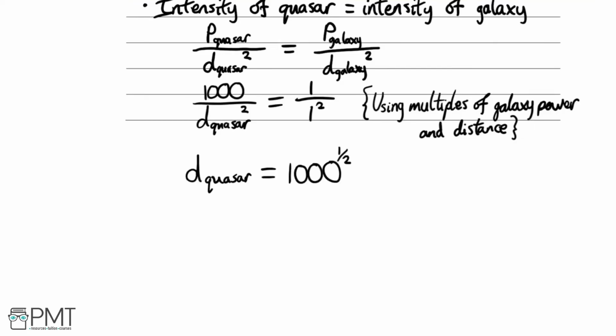So this will be the square root of 1,000, and this is where that inverse square law comes in, based on a power which is 1,000 times the size. So we find that the distance of the quasar is 31.6 times the distance of the galaxy.